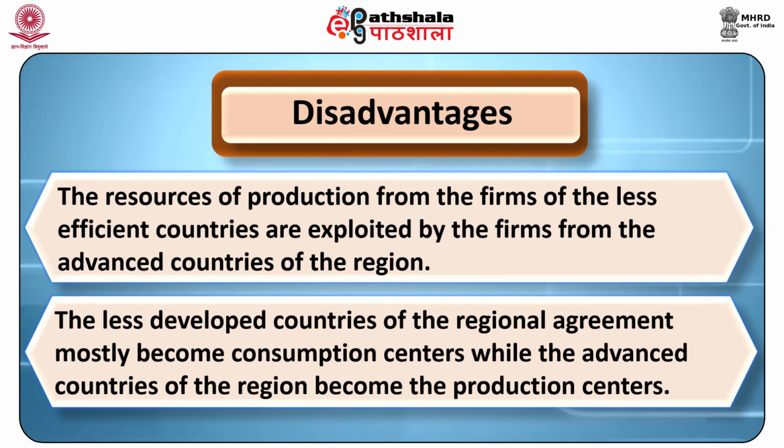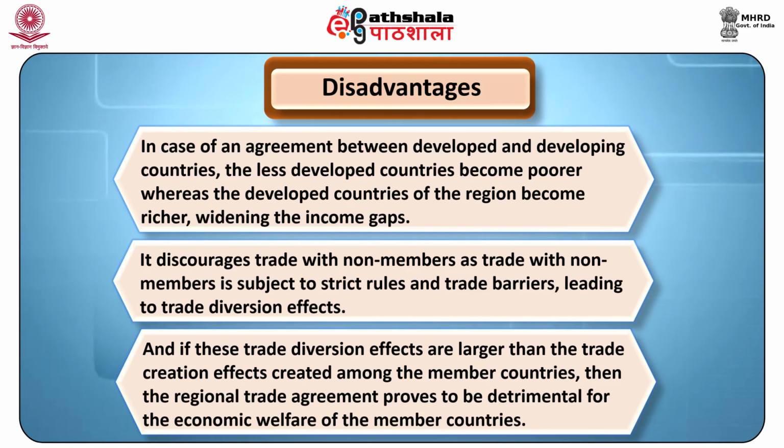Eighth, the resources of production from the firms of the less efficient countries are exploited by the firms from the advanced countries of the region. Ninth, the less developed countries of the regional agreement mostly become consumption centers while the advanced countries of the region become the production centers. Tenth, in case of an agreement between developed and developing countries, the less developed countries become poorer, whereas the developed countries of the region become richer, widening the income gaps.